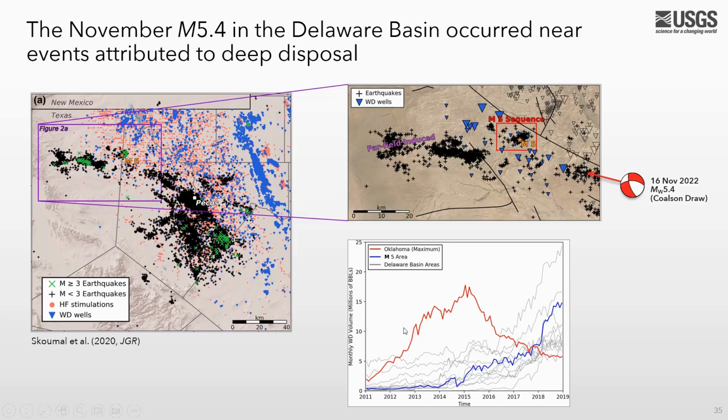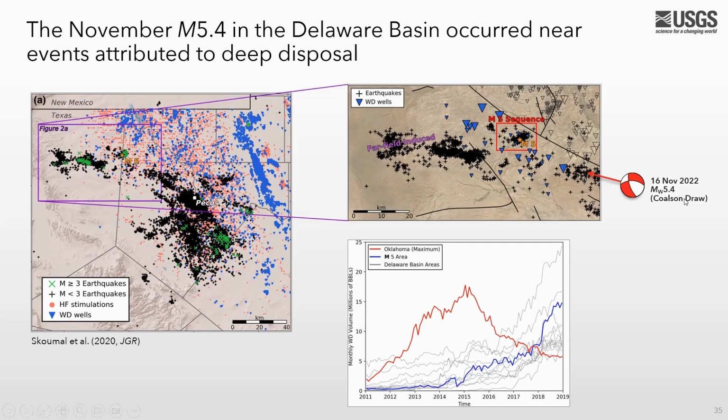And so, this is just a plot here over time showing the increase in SWD in this area, in the 30 by 30 kilometer zone around this, as well, compared to other 30 by 30 kilometer zones in the Delaware Basin. So it just shows an increase. And the red is a 30 by 30 zone in Oklahoma that had the greatest amount of saltwater exposure. So these are very large volumes and rates.